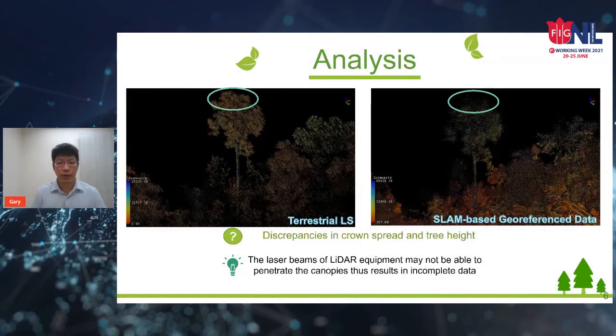The reason for the large discrepancy in the crown spread and the tree height measurement could be that the laser beam of the LiDAR equipment may not be able to penetrate the canopy, so the data was incomplete.